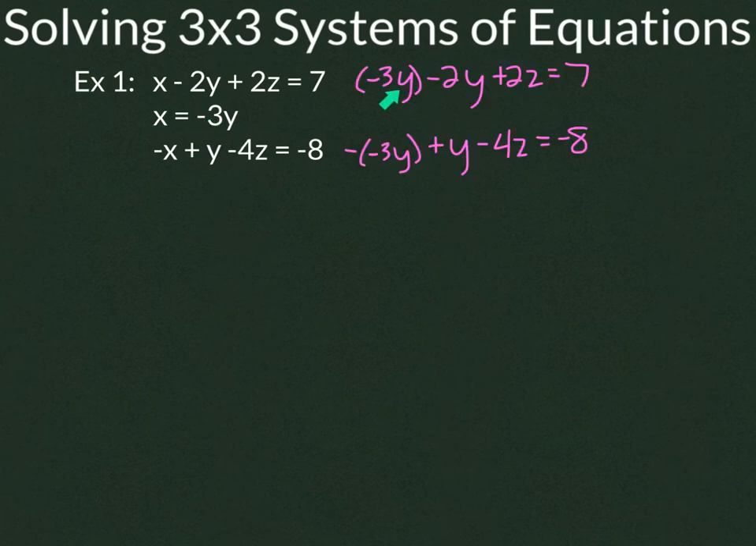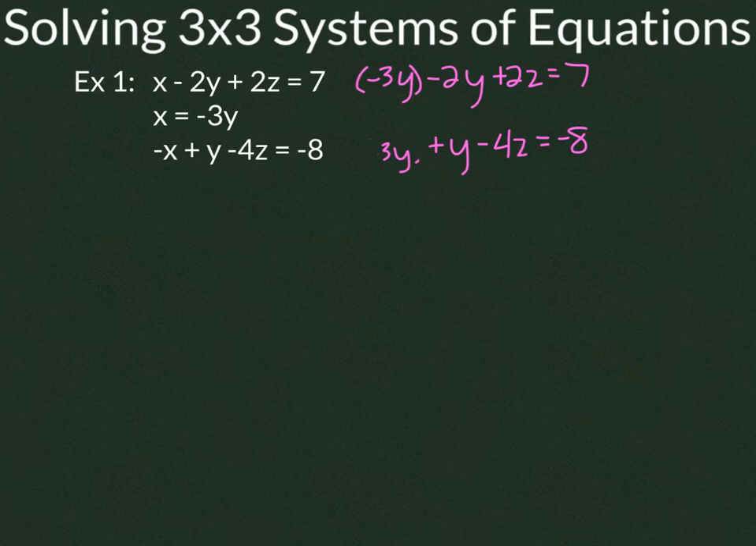Notice that I put the negative 3y in parentheses. On the top equation, it doesn't make much of a difference because there's no coefficient. But on the bottom equation, I did have that negative in front of the x. So now I have negative 3y. I'm going to go ahead and distribute that, which would make a positive 3y. So I can just erase the negatives and the parentheses here.